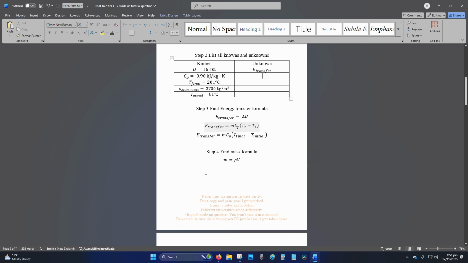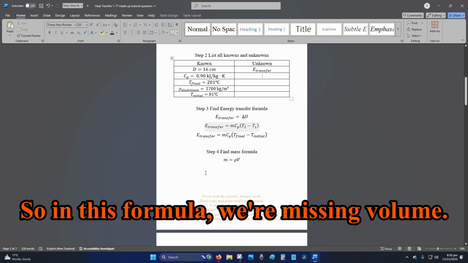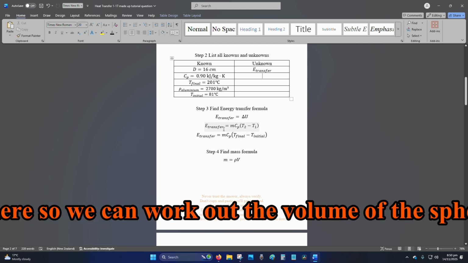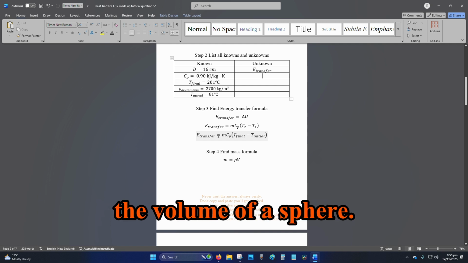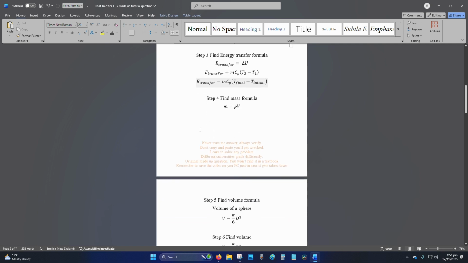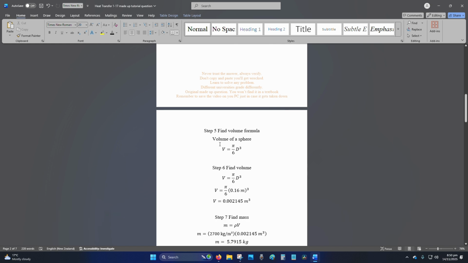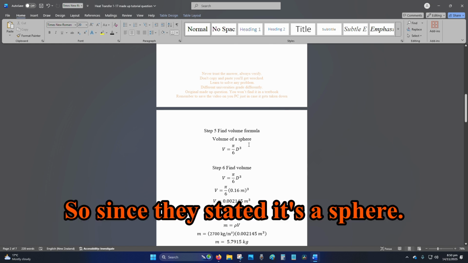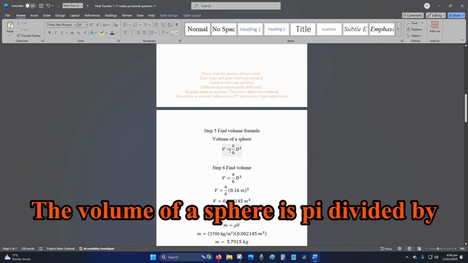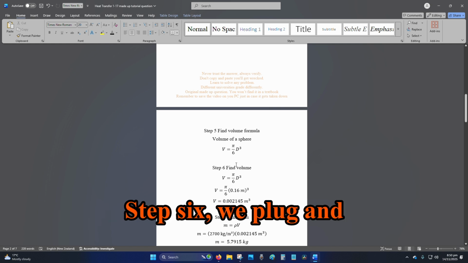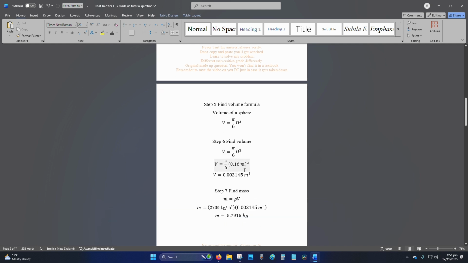Alright, so in this formula, we're missing volume. They do give us the diameter of the sphere, so we can work out the volume of a sphere. So that's the next step. Step 5, find the volume formula. So since they stated it's a sphere, the volume of a sphere is pi divided by 6 multiplied by diameter cubed. Step 6, we plug and play to find the volume.